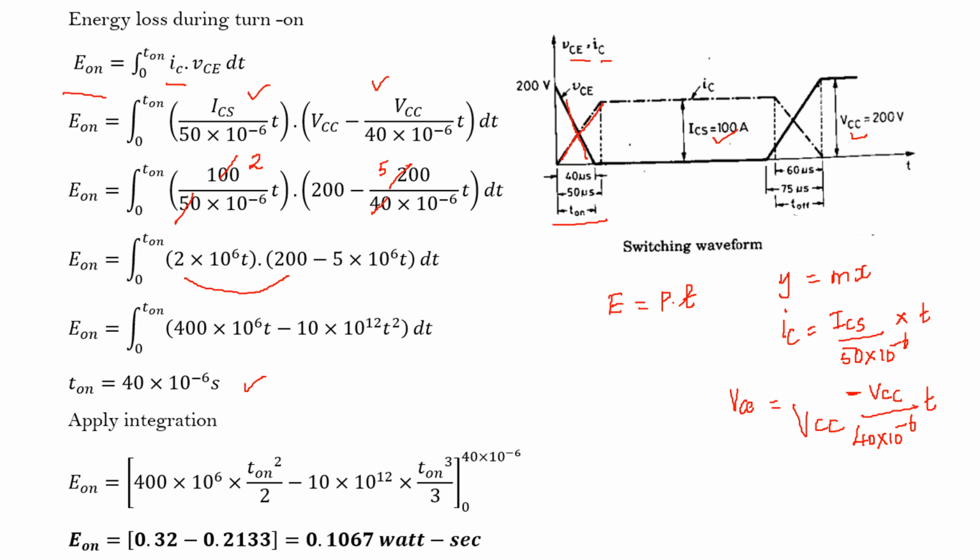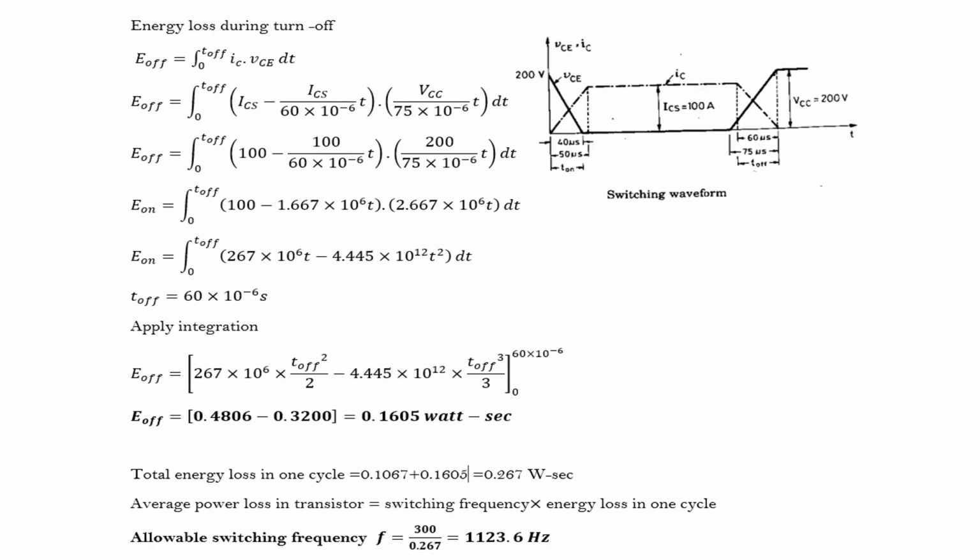Then take the integration and apply the limits. So 400 into 10 power 6, and the integration of t is t square by 2, but the time given is T on, so T on square divided by 2, minus 10 into 10 power 12. The integration of t square is t cube divided by 3, so T on cube divided by 3. The time limit given is 0 to 40 into 10 power minus 6. Now substitute this value instead of T on, and we get the answer 0.32, and for the next term 0.2133. So the net value is 0.1067 watt second.